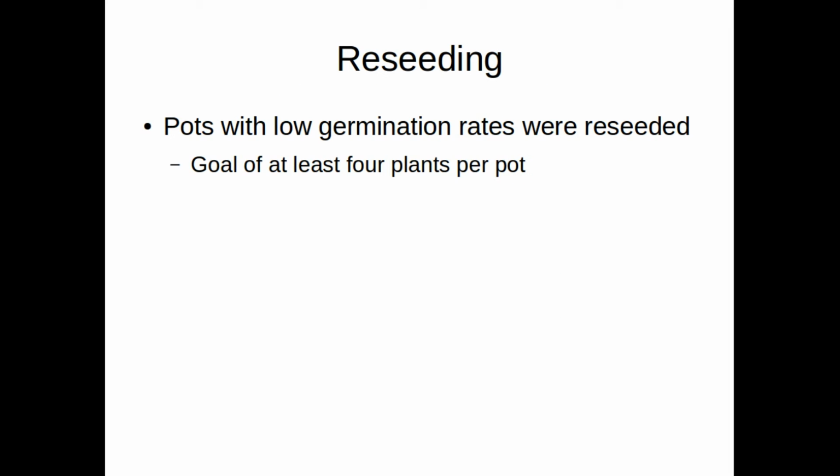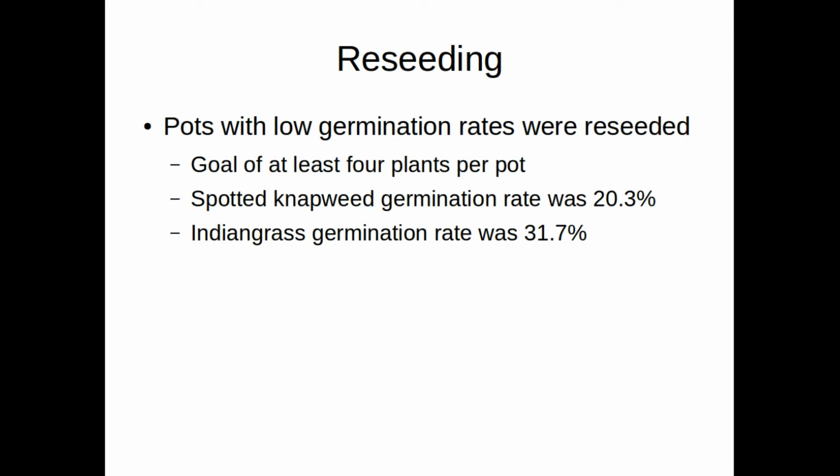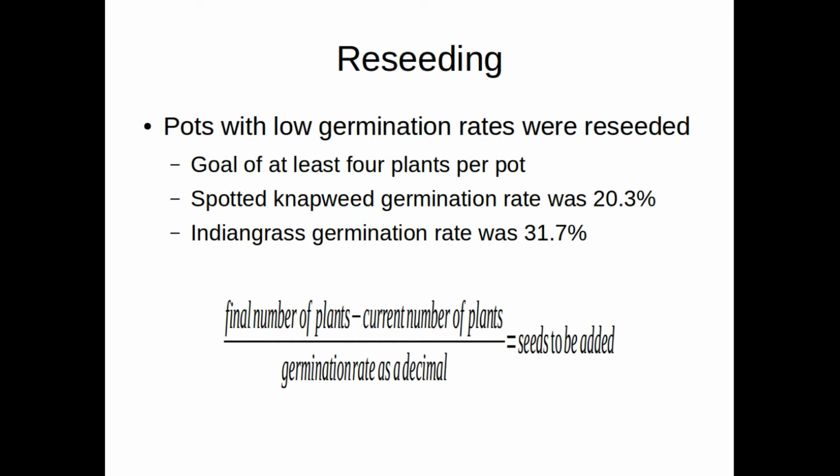A few of the pots had low germination rates and it was necessary to reseed them. The overall germination rate of spotted knapweed in the pots was around 20%, and the germination rate for the Indian grass was around 32%. The germination rates were used to determine how many seeds to add to each pot in order to get the desired number of plants.